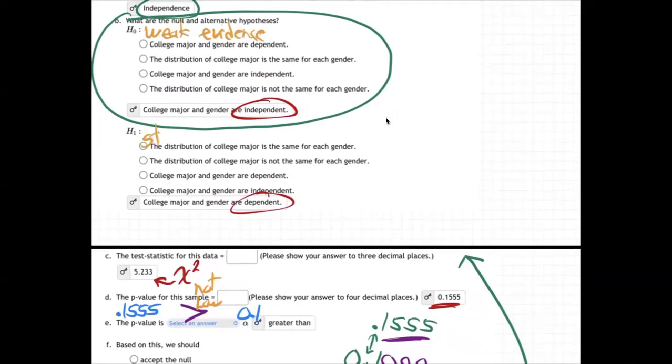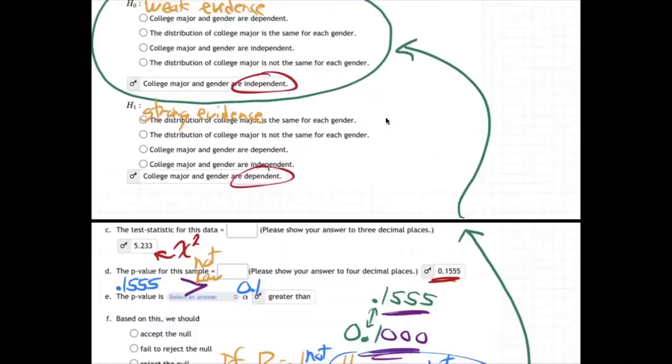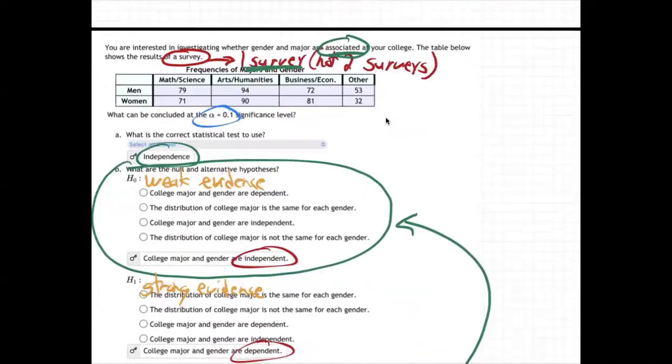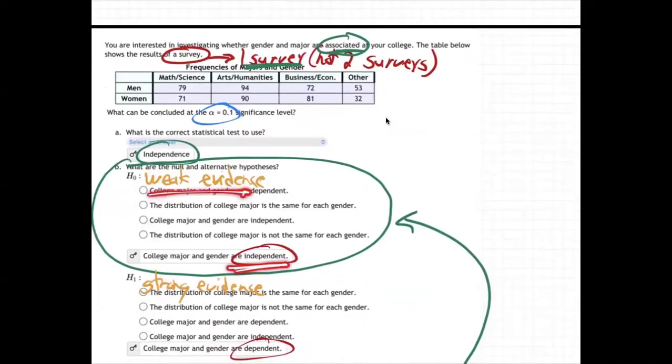And every H1 is strong evidence. That happens every time, right? Every hypothesis test, the null is weak, the H0 is weak evidence, H1 strong evidence. So where are we going? Well, we're coming up here to this guy. We're keeping the null, right? That's what it said right there. It said, keep that null, go get that H0. So weak evidence, independent.